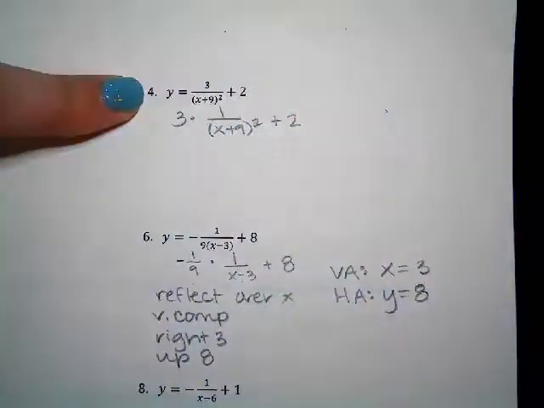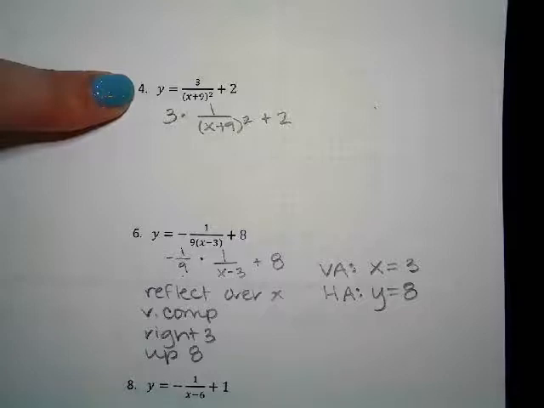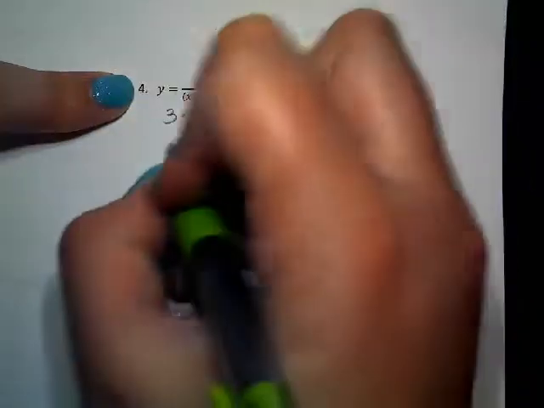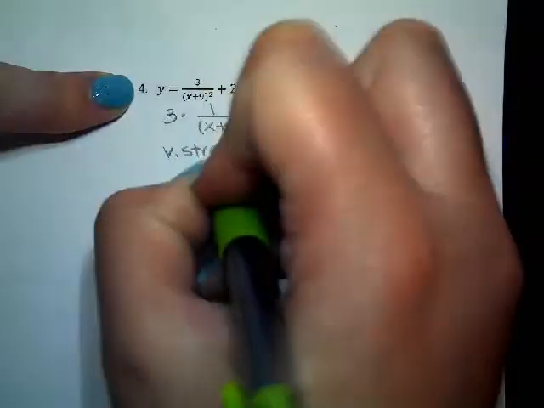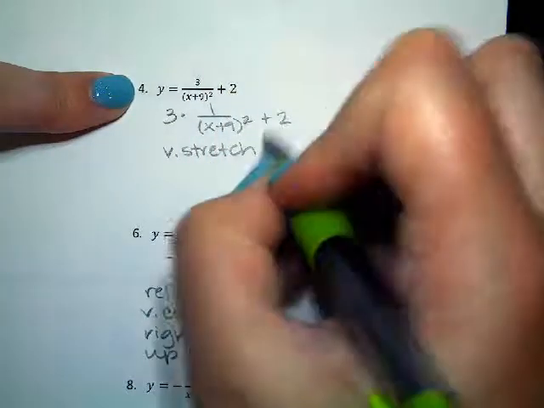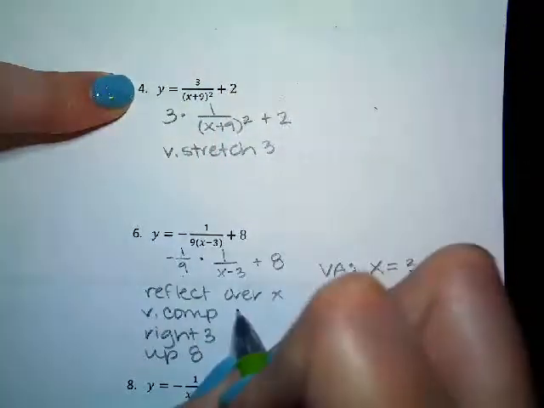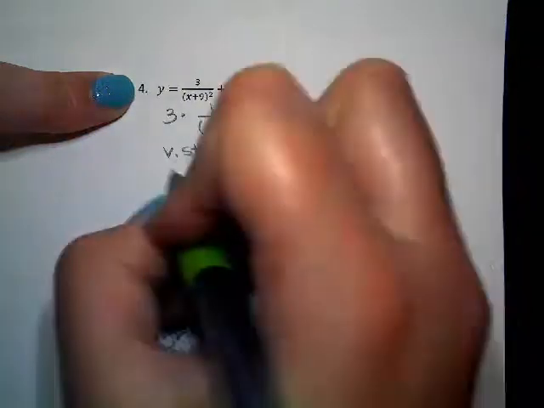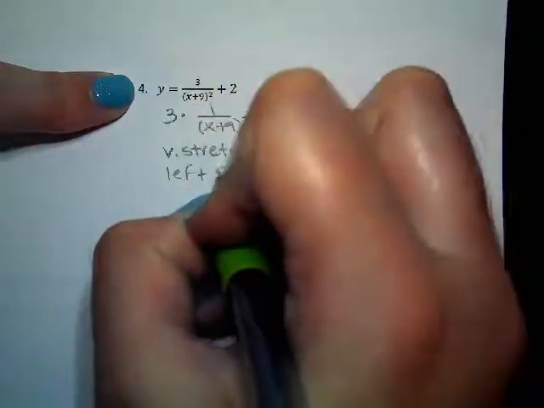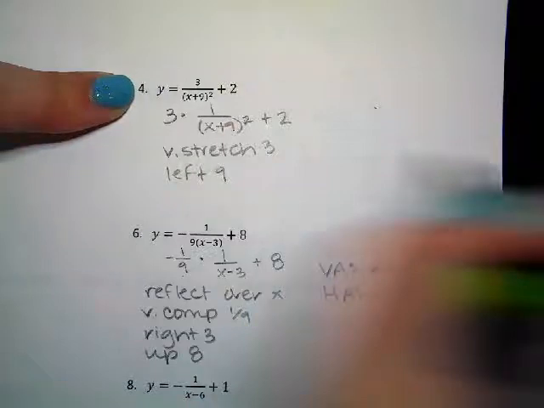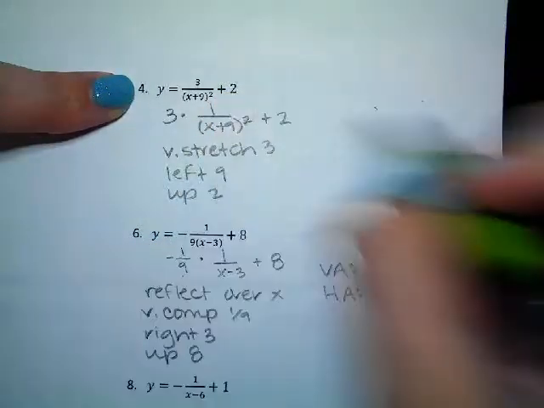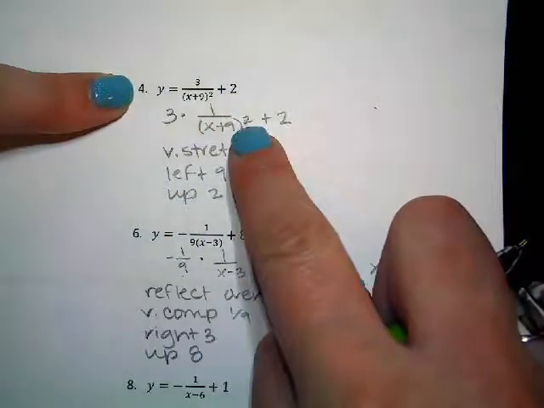All right, so what's the 3? Stretch, so we got a vertical stretch. Left 9. Up 2. What's the little exponent? Is that a transformation? No. What is the little 2 telling us?